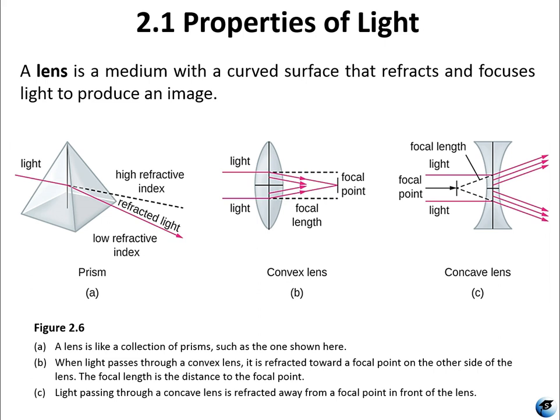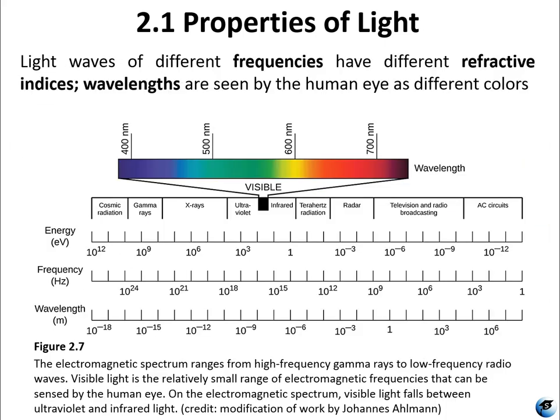Figure 2.6 illustrates this quite well. The lens is kind of like a collection of prisms, and when light passes through a convex lens like this, it's refracted toward a focal point. So light coming from here, light coming from here ends up being refracted into a central focal point, which is very useful in microscopes. Concave lenses have the opposite effect. Light coming from a focal point is refracted away from it. So mostly we're looking at convex lenses when we're talking about microscopes, because you want to focus the light and get it to move toward a focal point.